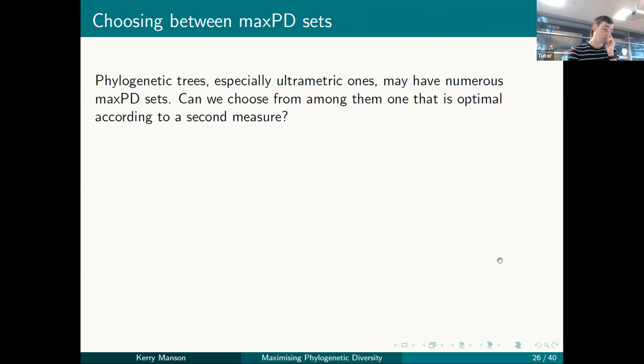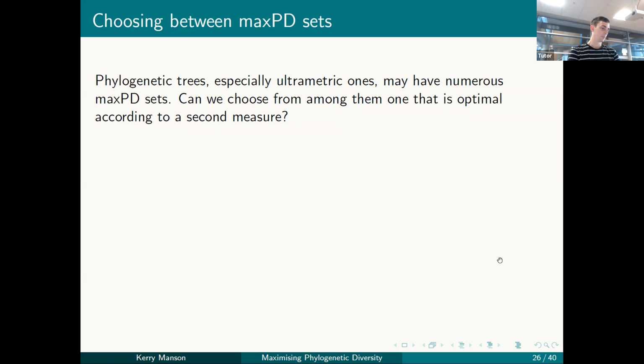So I'm going to move on quickly to the next part, which is choosing between MaxPD sets to optimize something else. So we've seen that there can be quite a lot of MaxPD sets given even quite a small tree. And we want to choose among them one that's optimal according to a secondary measure. So this might be their level of endangerment. We might have all these MaxPD sets, and might want to include as many critically endangered or extinct in the wild species in our set if we're trying to choose a set to add more focused conservation funding to, say.